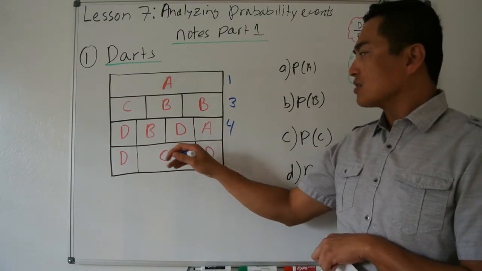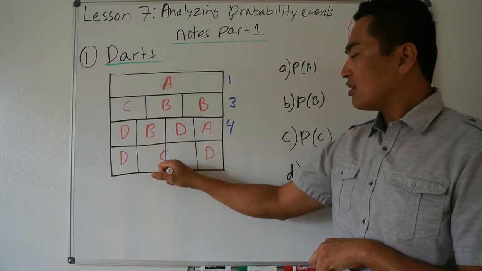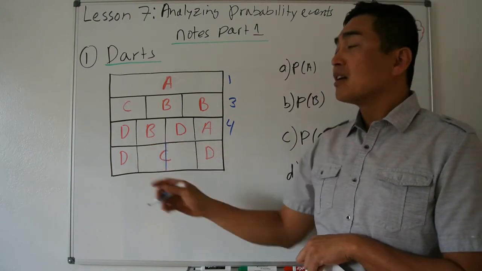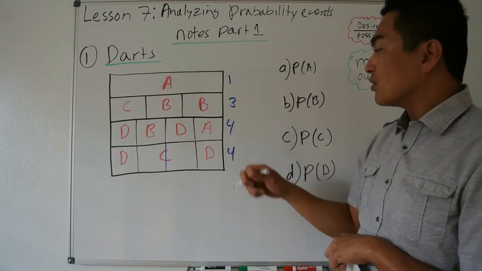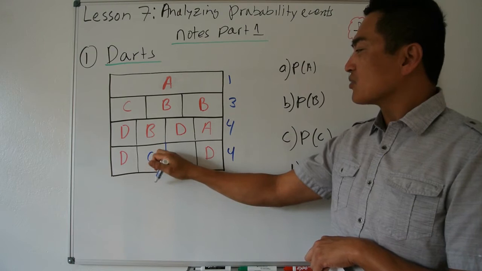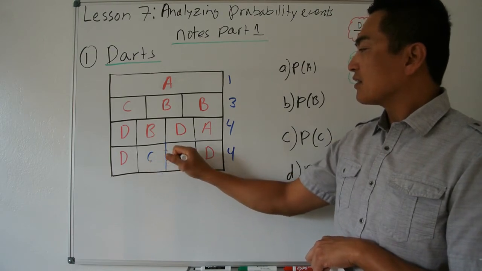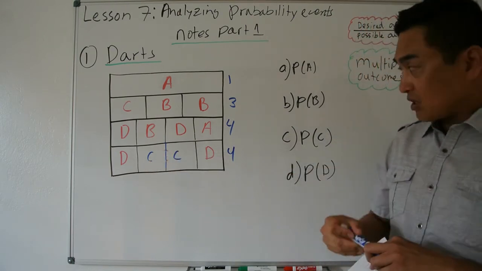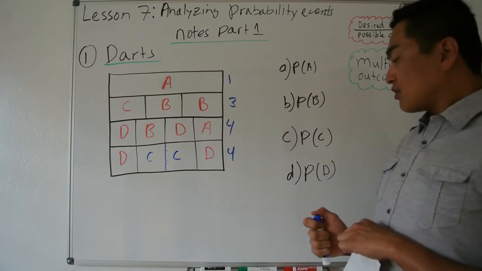These are 4 equal slices, but these are not 3 equal slices. So what I can do is draw a line over here and say there could also be 4 slices, and we'll go ahead and make this one C. And this one's also a C.